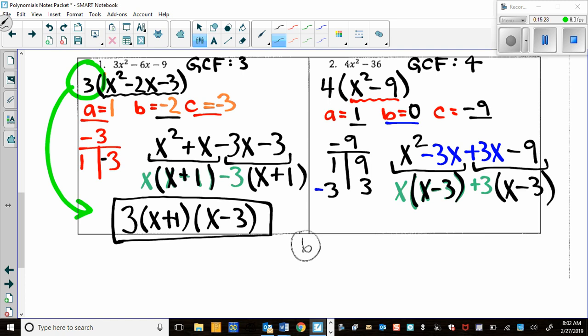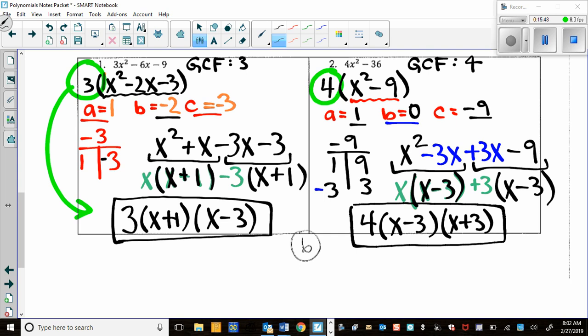So, I'm going to go ahead and write my first factor that's inside the parentheses, that's one of them. Only write it one time. x plus 3 is the next one. But don't forget, if you ever take out a GCF, always write it down at the very end. So that is your final answer.